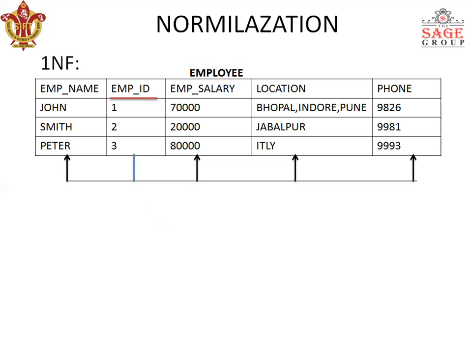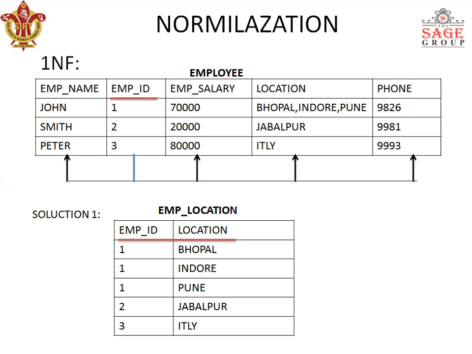We have multiple solutions to solve this problem. So we go with solution number one. What we have done is break down the relation into two tables: an employee table and an employee location table. The employee table contains 4 attributes: employee name, employee ID, employee salary, and employee phone number. So we will create a table based on name, ID, salary, and phone number.